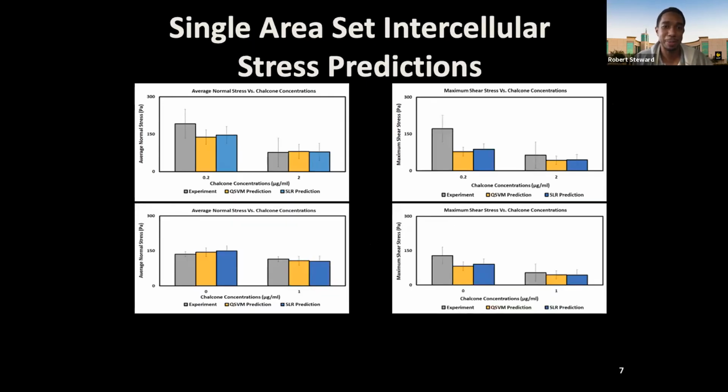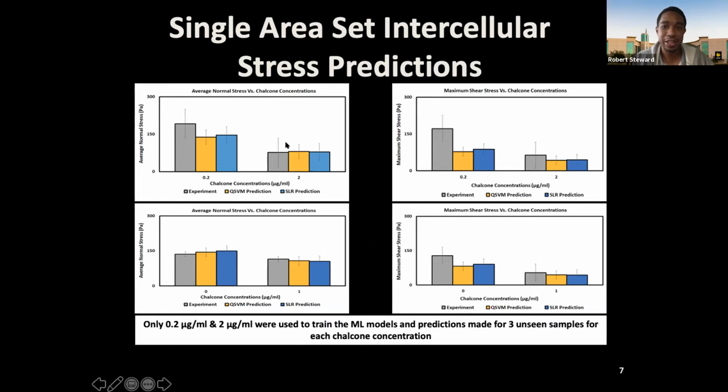So what were the outputs? At the top here, we have normal stress and maximum shear stress. The gray bars represent the experimental data, right? The yellow bar and the blue bar each represent predictions from the model, using the stepwise linear regression and the quadratic support vector machine learning model, okay? In the bottom two bar plots, we have a 0 and a 1 microgram per milliliter concentration. Each of these concentrations was actually predicted from the model. However, you'll notice that we have a gray bar for each of these, which represents our experiment.